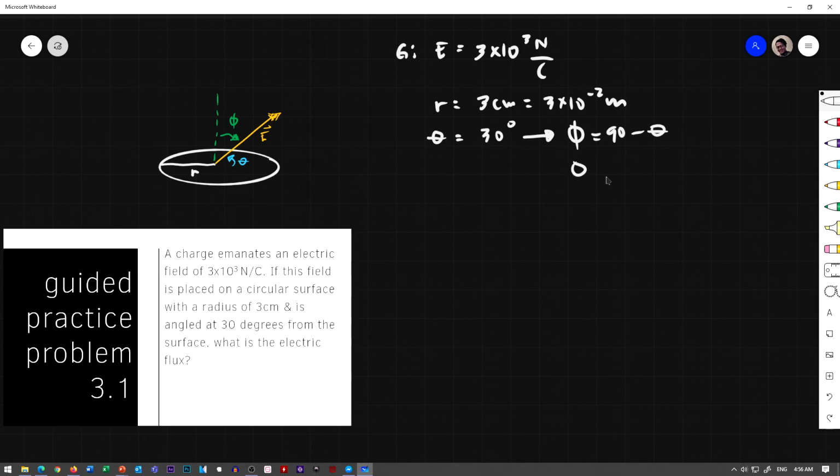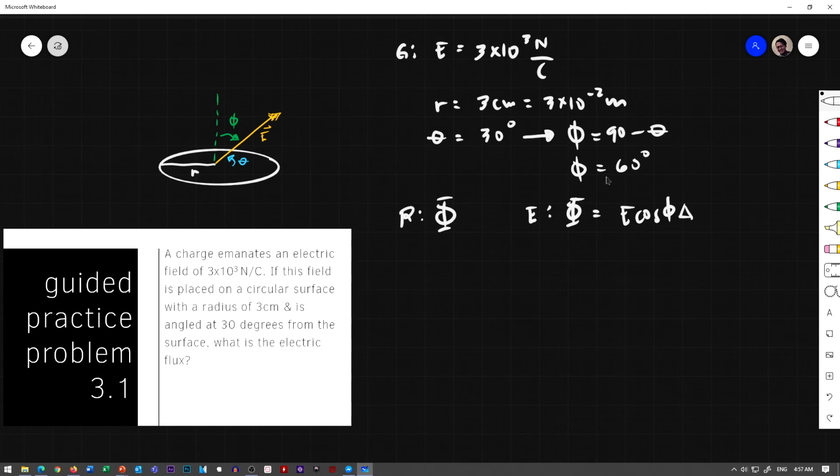Which is of course 60 degrees. Okay, and then what else do we need? That's it, no? From the given. Then required is electric flux. For our equation, it will be, of course, electric flux is equal to E cosine phi multiplied by the area. Okay, so there's that.